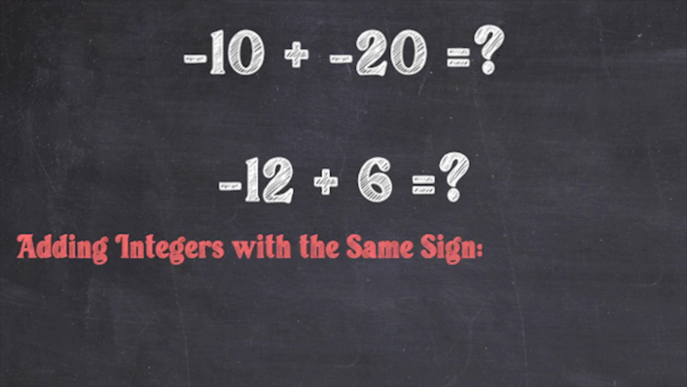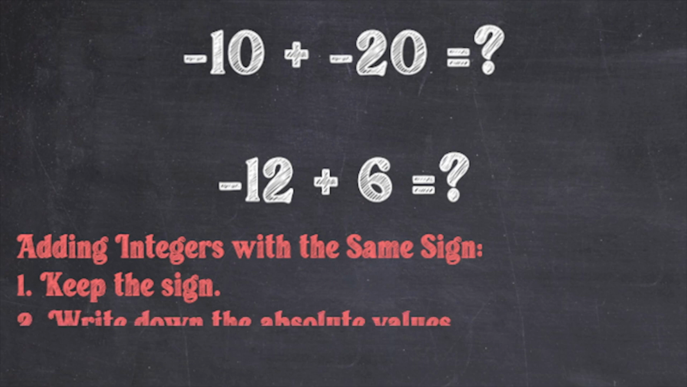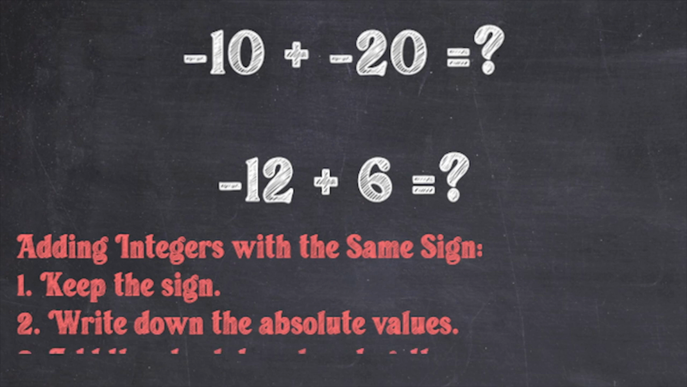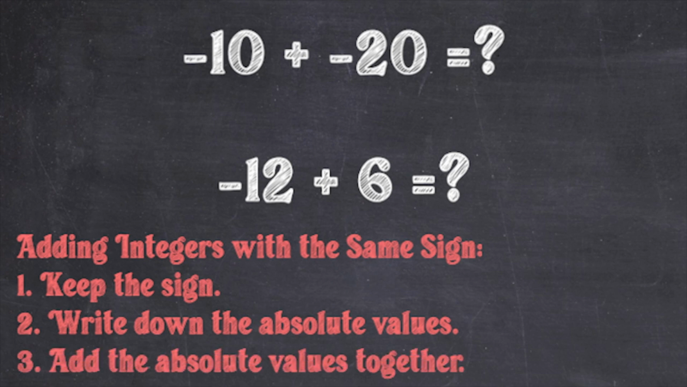When adding 2 integers with the same sign, like the addition problem -10 plus -20, we'll need to do 3 steps. Our first step is to keep the sign. The final answer for this kind of addition problem will have the same sign as the 2 integers you are given to add. For the second step, write down the absolute values of the integers you are adding together. For the third step, add the absolute values of the integers you are given to add.